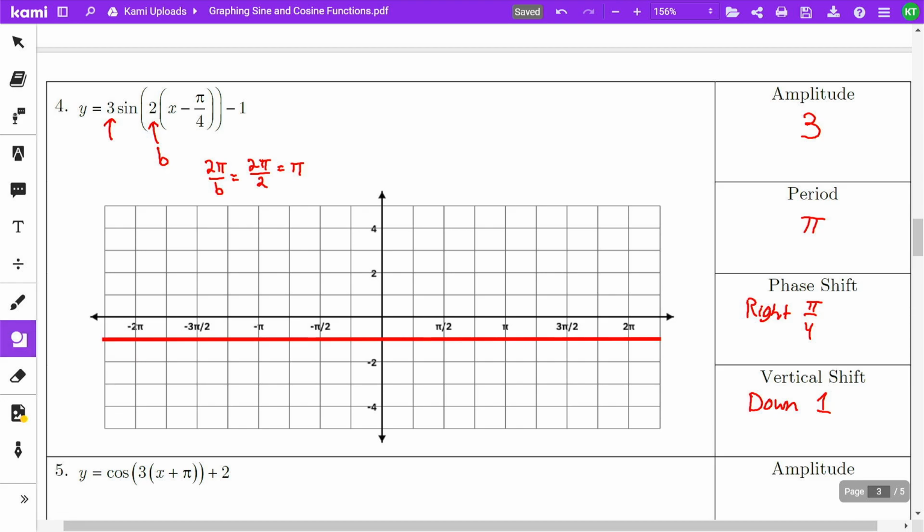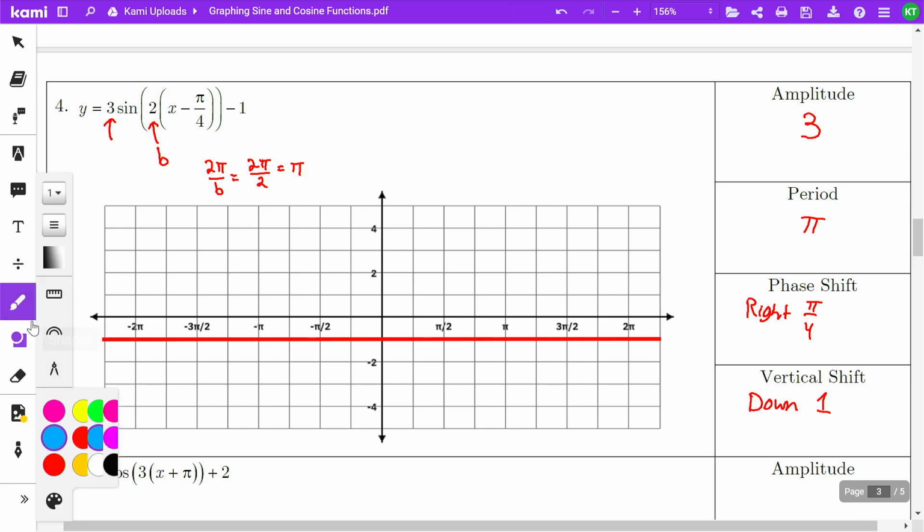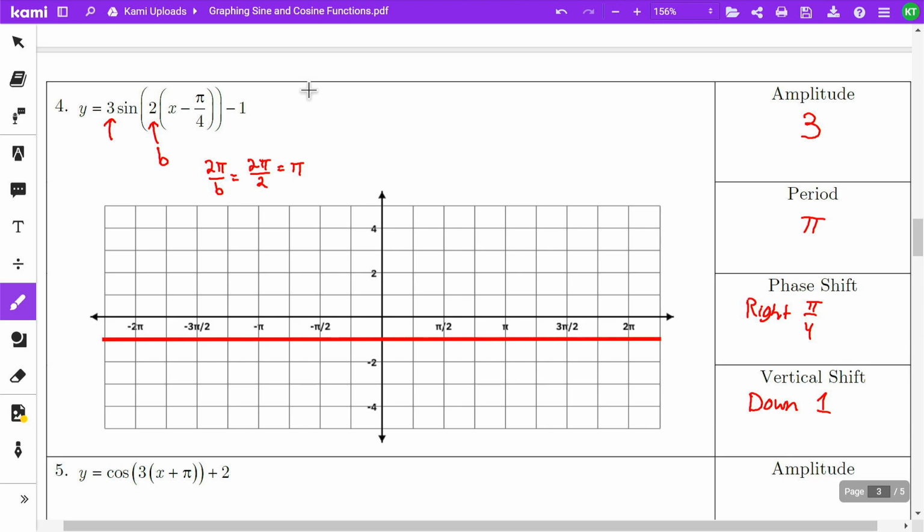Now we have a sine function here that's given to us. And if we can remember, sine goes from the middle to the high point, and then we go back down to the middle, to the low, back to the middle. So we're going to start at the middle. The middle is going to be our midline. It's going to be at negative 1. And that's going to be at our phase shift where we start at pi over 4, which is right here.